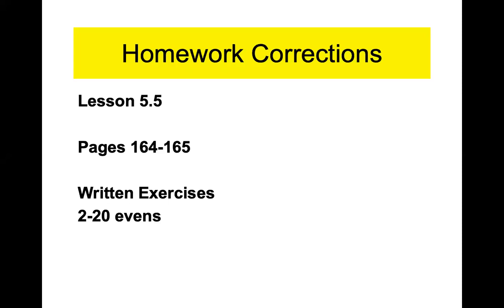Let's take a look at number 8. Number 8 says the following: find the GCF of 75 and 175. So 75 and 175. What was your preferred method? Brute force or prime factorization? List all the factors.